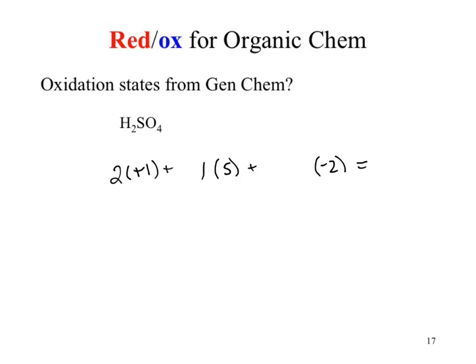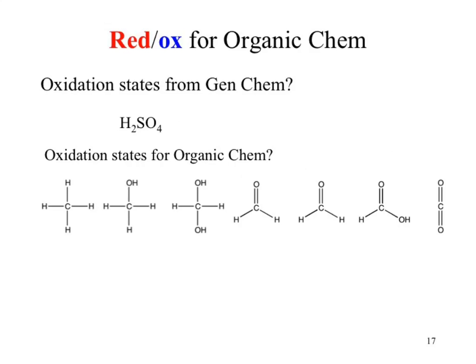How many oxygens? 4. What's our overall charge on this molecule? 0. How do you know it's 0? Upper right-hand corner, there's nothing written, which means the charge is 0. Now you could go through and solve for sulfur, and we get 6. Thank you. Sulfur is +6. Okay?